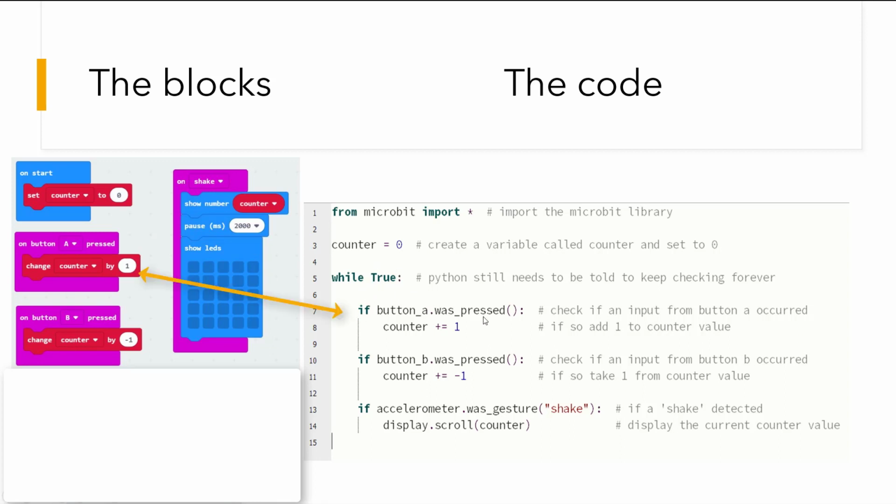So while true, if button A was pressed, add 1 to the counter. Look at the syntax there, plus equals 1. If button B was pressed, then add -1 to the counter. So look at the syntax again, plus equals -1 this time. If the accelerometer was gesture shake, so in other words, if a shake is detected, then display whatever value is inside counter and scroll across the screen if you need to.